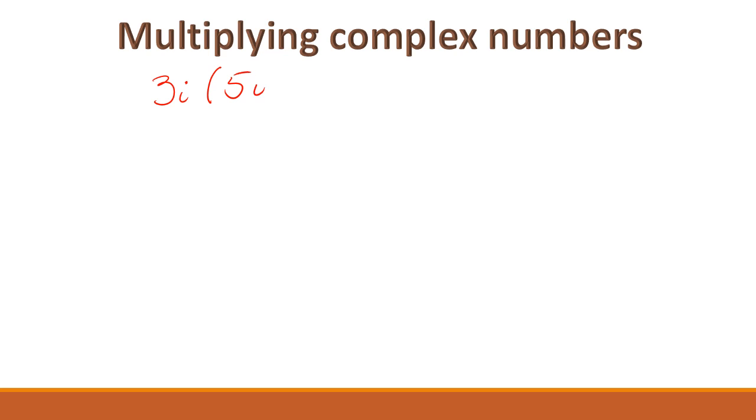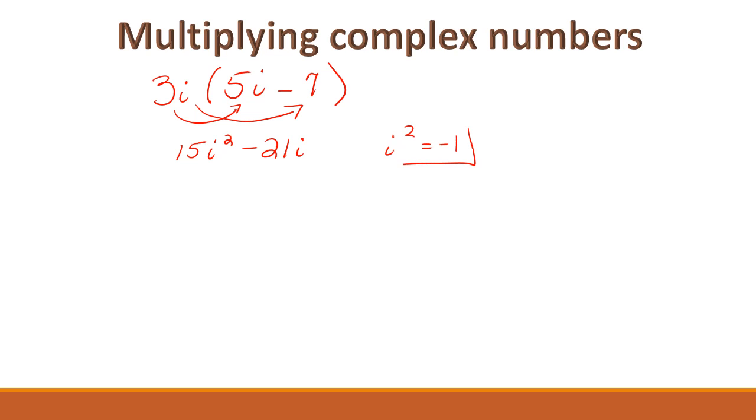First, here is the distributive property. 3i times 5i is 15i squared. 3i times -7 is -21i. But remember, i squared is equal to -1 by definition. So this is like saying 15 times a -1, which is -15 minus 21i. That would be the final answer.